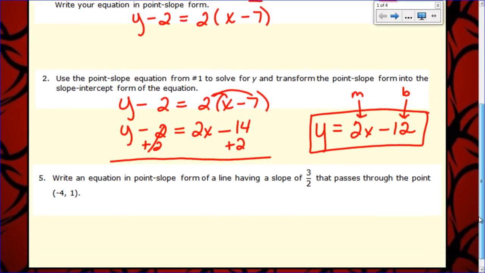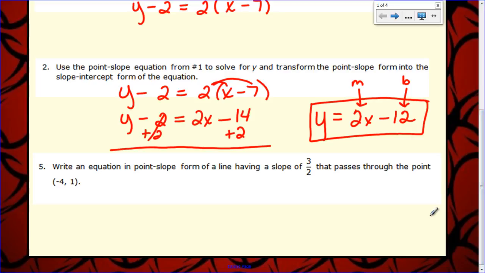So I'm skipping all the way down to number 5, just because I felt like 3 and 4 were pretty redundant. So number 5, write an equation in point-slope form of a line having a slope of 3 over 2 that passes through the point negative 4, 1. So I have to go to my point-slope form, so it's y minus the y coordinate, which is 1, is equal to the slope times x minus the x coordinate.